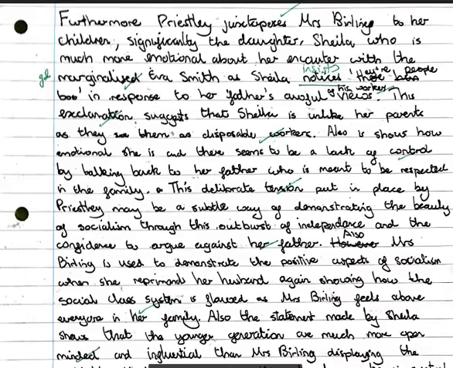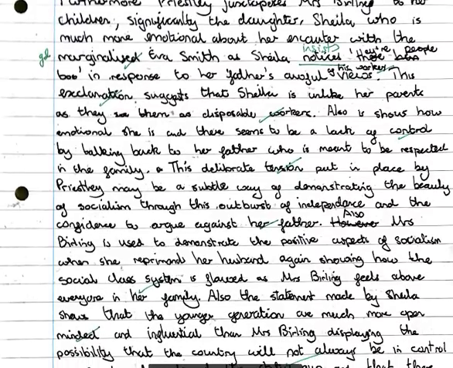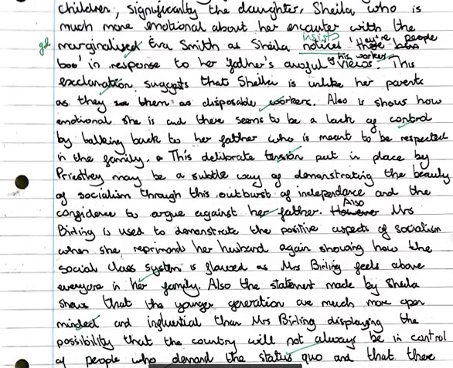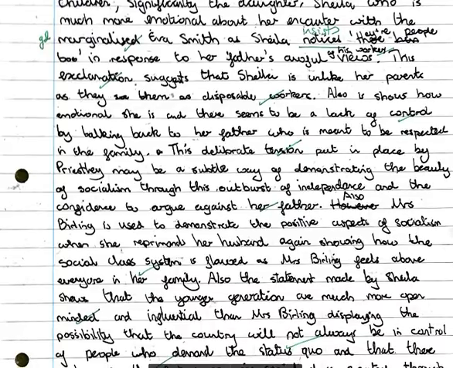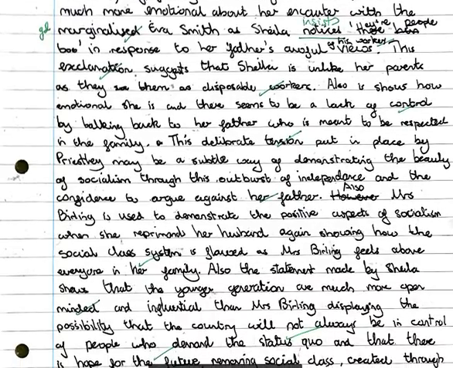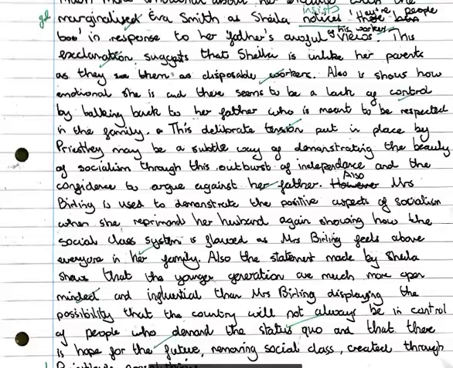This deliberate tension put in place by Priestley may be a subtle way of demonstrating the beauty of socialism through this outburst of independence and the confidence to argue against her father. Also, Mrs. Birling is used to demonstrate the positive aspects of socialism when she reprimands her husband, again showing how the social class system is flawed, as Mrs. Birling feels above everyone in her family.